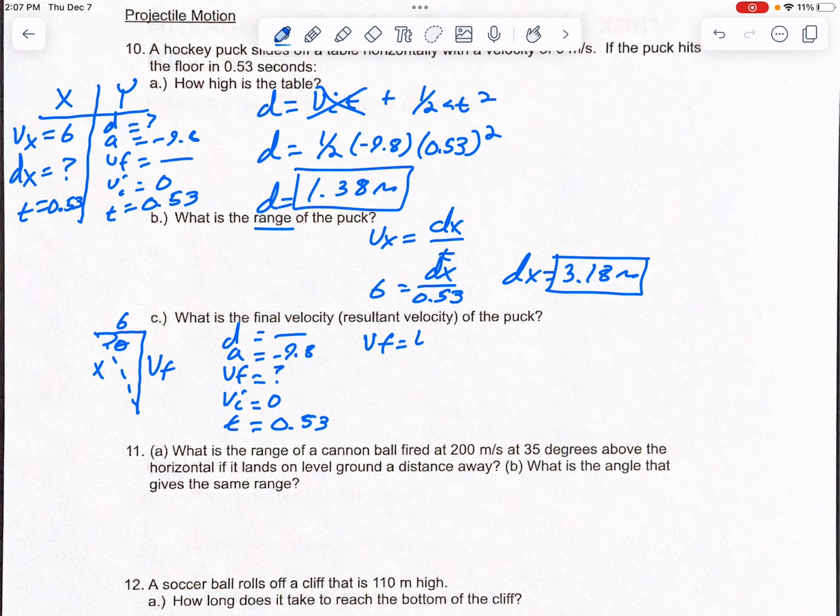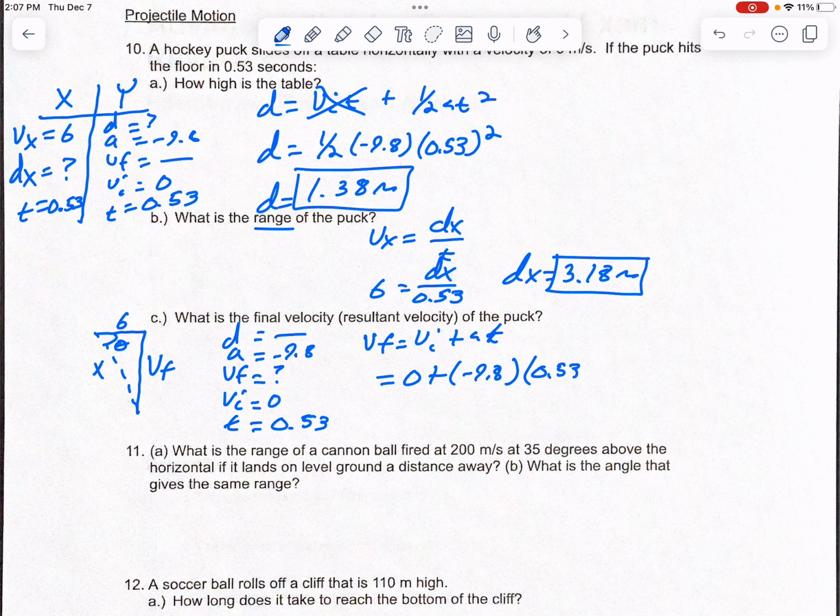So VF equals VI plus AT. VF we don't know, VI is 0, plus A, negative 9.8, times time, 0.53. And we're going to get a velocity of negative 5.1 meters per second. Now I know what I can do is bring that over here and plug that in.